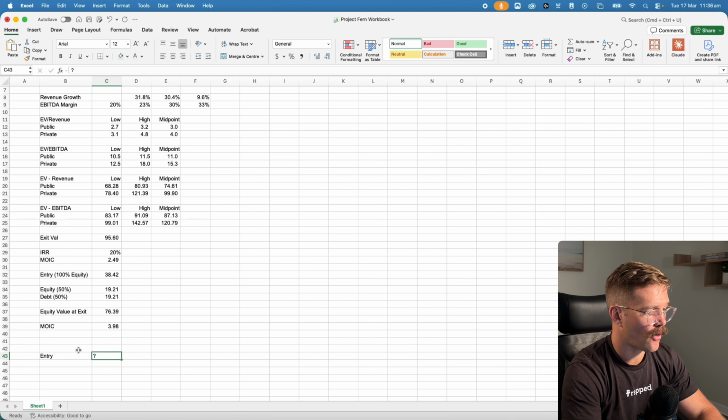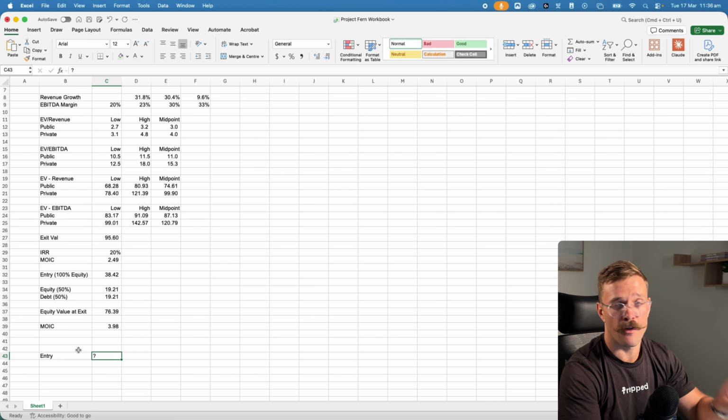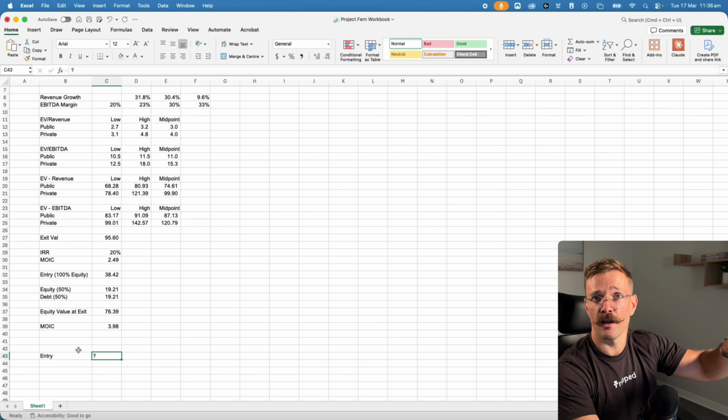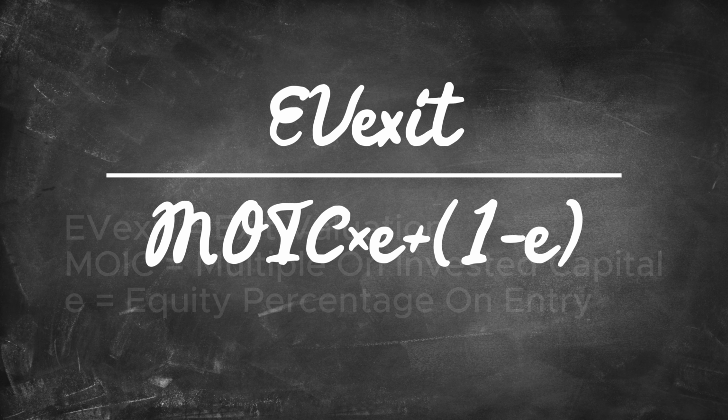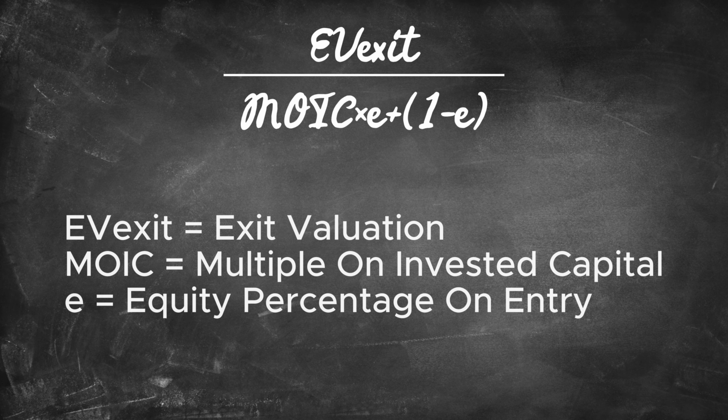So the entry price, I'm going to put the formula on the screen now. The formula for figuring out what the entry price should be when you're using a split is not as straightforward as the 100% equity calculation. So what you will see on your screen now is P equals EV exit on top of MOIC times E plus 1 minus E. You'll see what each of those mean there.